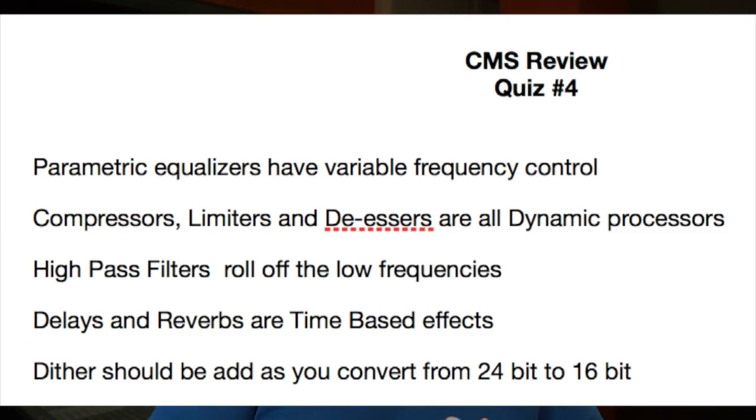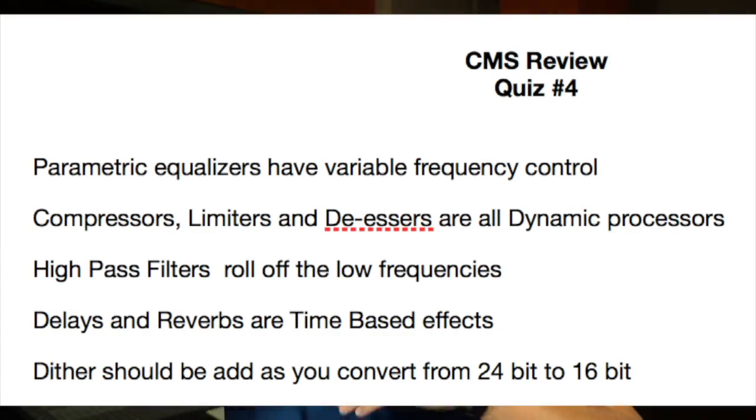Equalizers, and specifically parametric equalizers. Parametric equalizers have three controls that they need to be fully parametric: the variable frequency, the variable bandwidth, and then the variable gain. I think I asked about the frequency. Yes, so it is true that parametric EQ has variable frequency control.